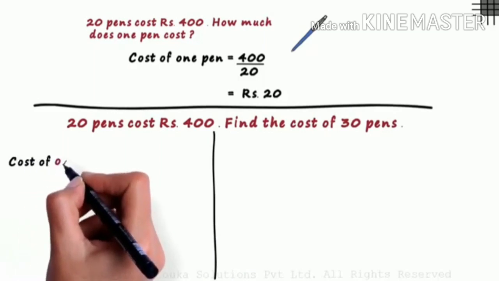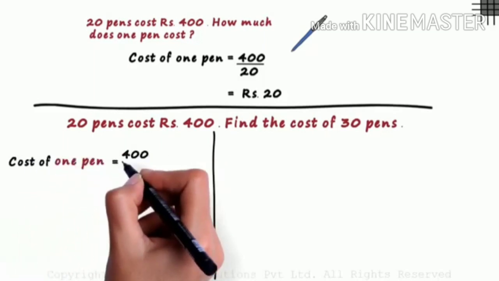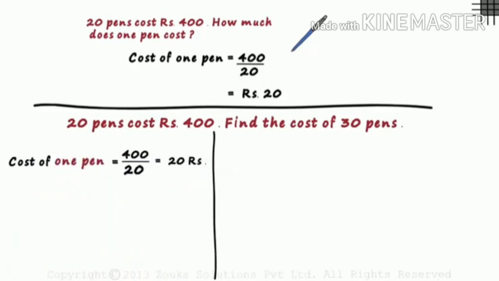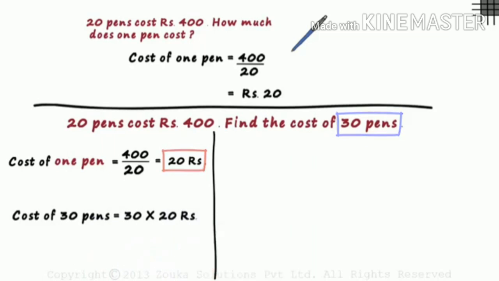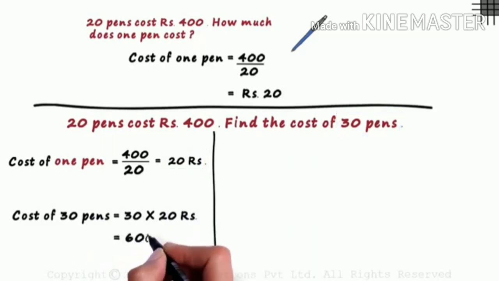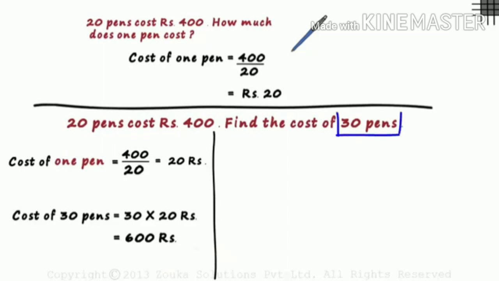We found out the cost of one pen to be 400 by 20, which is 20 rupees. So think about it. You have the cost of one pen. What will be the cost of 30 pens? It's simple. It will be 30 multiplied by the cost of one pen. So cost of 30 pens is 30 multiplied by 20 rupees, which equals 600 rupees. It was as simple as that. So 30 pens cost 600 rupees.